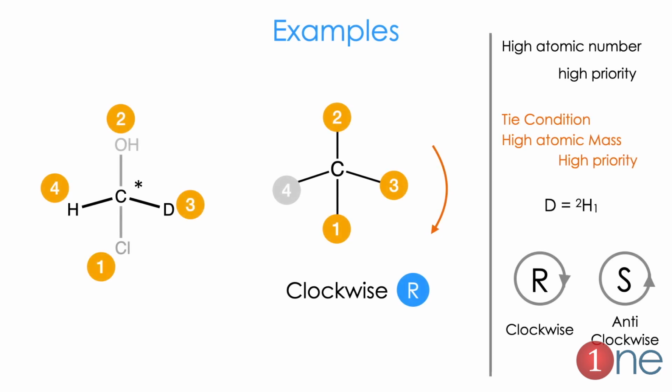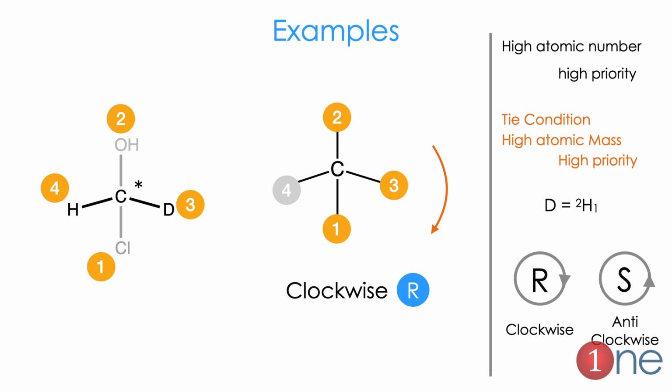So we move to the next example. Here the chiral carbon is attached with the alcoholic group, chlorine, deuterium and hydrogen. Here there is no problem with chlorine and the alcoholic group because the atomic number is very clear. The problem is with hydrogen and deuterium. Hydrogen and deuterium both have the same atomic number but different mass numbers. As we know already, if the atomic number is the same, you should go to the mass number.